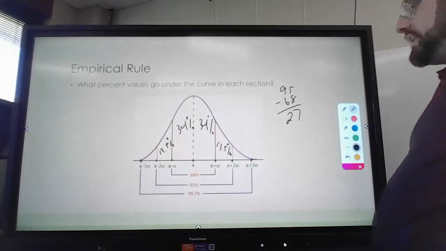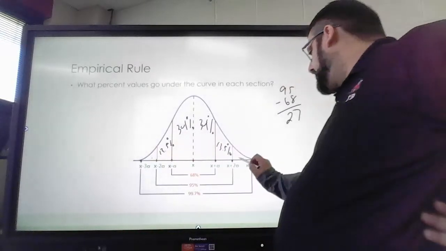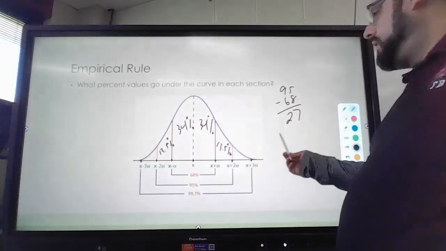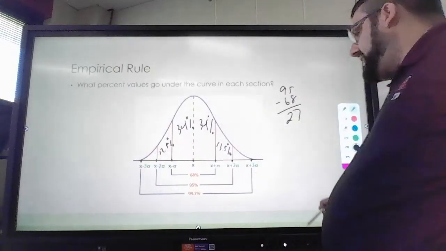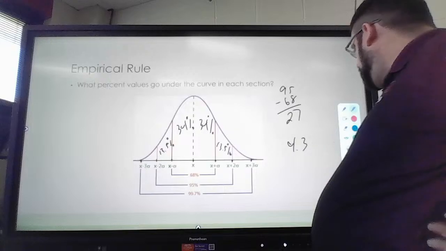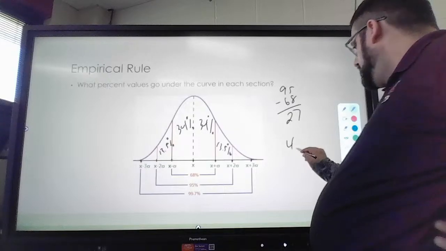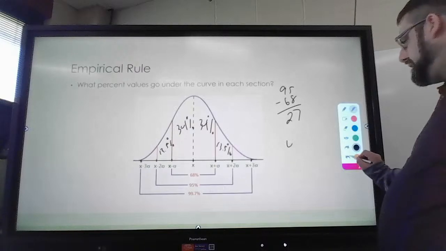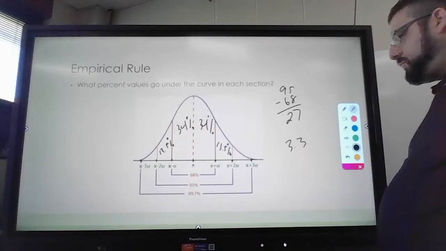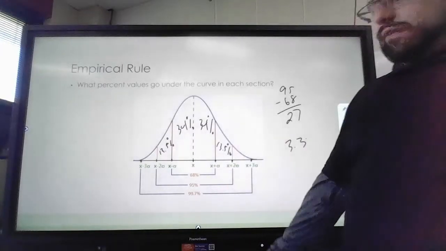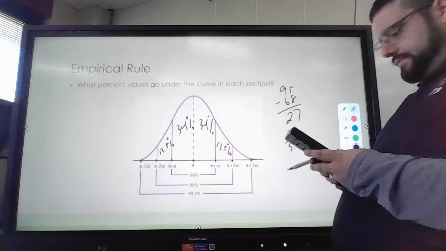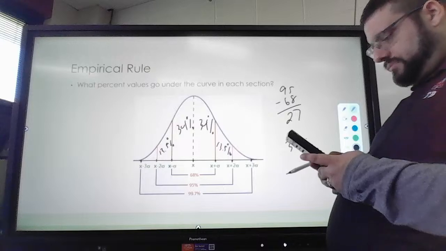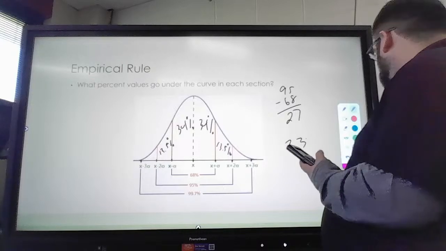Then we go out to these here. So all of this is 99.7%. Well, we already calculated 95% of that. So that leaves us with 4.3%. I'm sorry, not 4.3, 3.3% to deal with here. So if I take that 3.3 and divide that by 2, no, I'm sorry, I did have it right the first time.